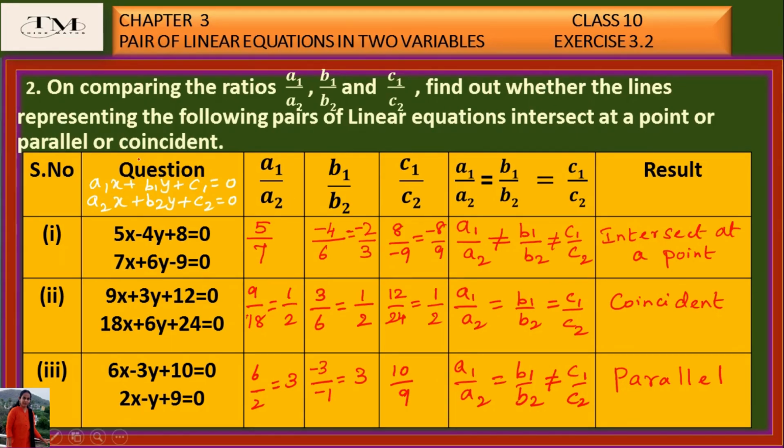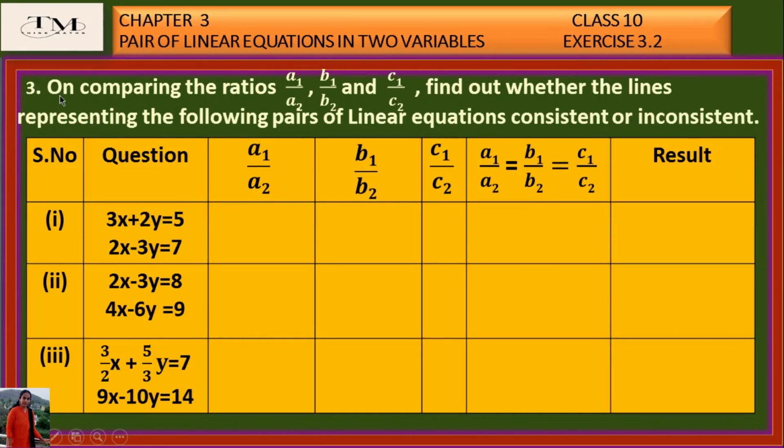I hope you can understand. So I will move on to the next problem. On comparing the ratios A1 by A2, B1 by B2 and C1 by C2, find out whether the lines representing the following pairs of linear equations are consistent or inconsistent. Here, as usual, as in the second problem, we check A1 by A2, B1 by B2, C1 by C2. Here also you have to check the ratios, compare the ratios.